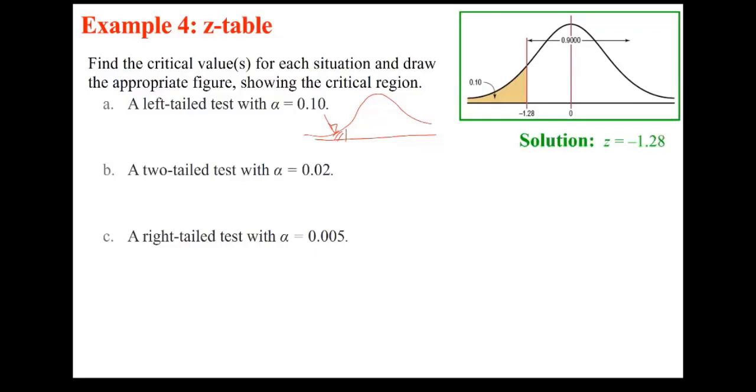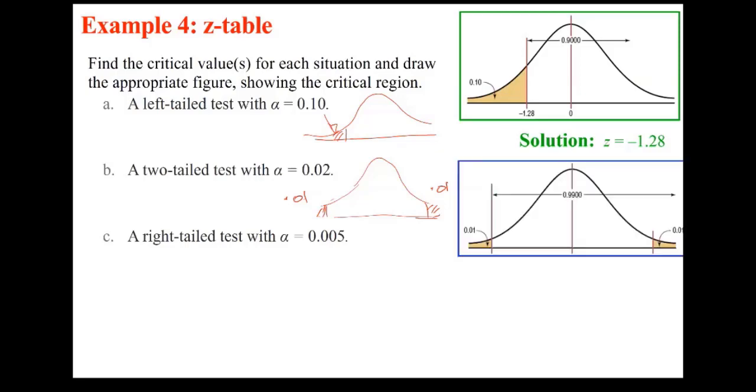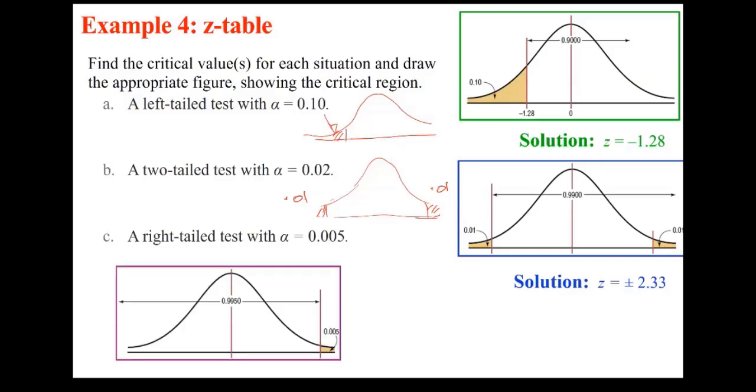For a two-tail test, alpha is 0.02. It's not to scale, it's just to give you an idea. You have two tails, so each one is 0.01, which is 0.02 divided by 2. You look up the table and you end up with plus minus 2.33. Finally, a right tail test, 0.005. So that's the right tail test, and we look up the Z table. If we look up the table, we might see 2.58, but if we pay more attention we see 2.575.